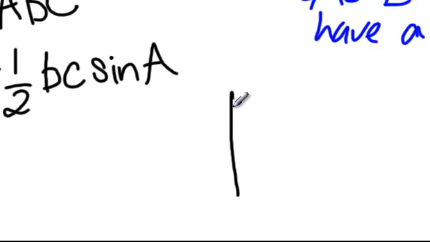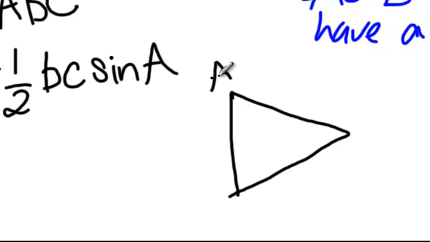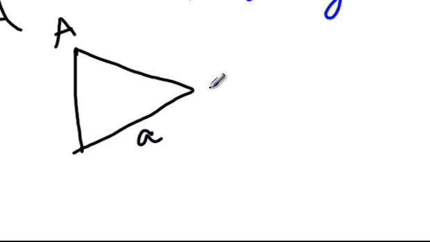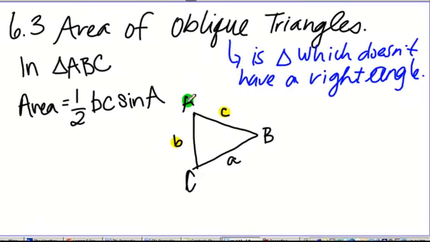Okay, so our triangle looks like this. Remember, side length A is opposite angle A. The main thing is that it's B and C, and then the angle between them, because they might give you angle C and then lengths B and A. All you have to notice is that you're using the two sides between the angle, okay?